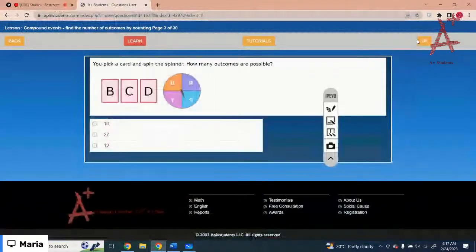Okay. You pick a card and spin the spinner. How many outcomes are possible? So for this event, you have 3 outcomes. Got it? For the first one, you have 3 outcomes, and for the second event, 1, 2, 3, 4 outcomes. So the total outcomes are 3 times 4, which makes 12. Got it? That means the total outcomes are 12.